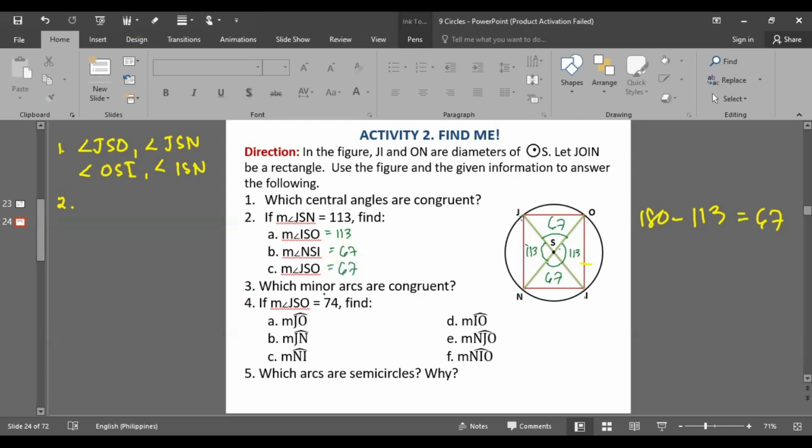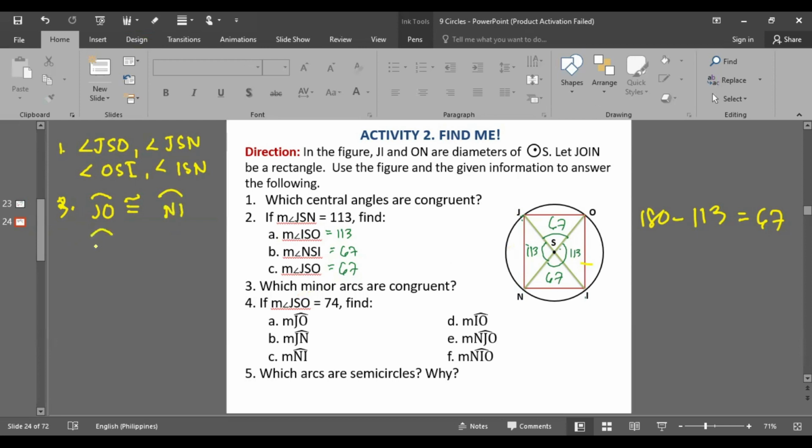Number 3, which minor arcs are congruent? Remember that minor arcs measure less than 180 degrees. Okay, the minor arcs here are arc JO, which is congruent to arc IN or arc NI. Then we also have arc JN, which is congruent to arc OI.